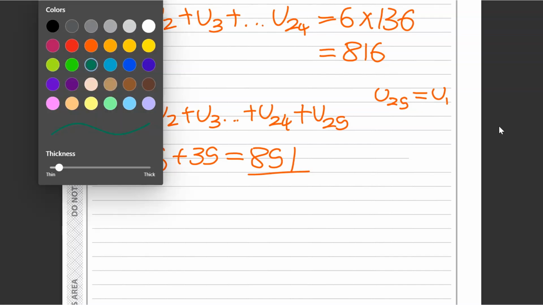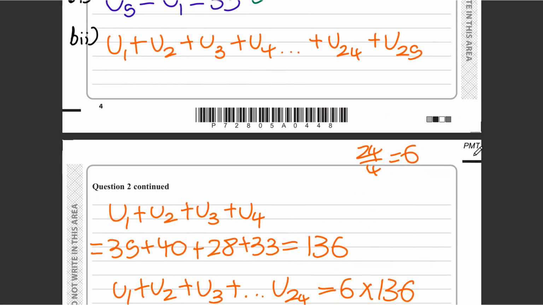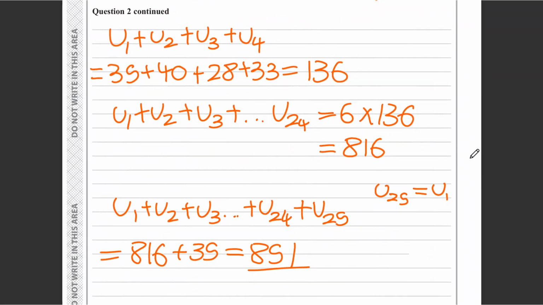To get the 2 marks here, you get 1 mark for using a correct method in order to add these terms together, and you get another mark for getting the answer as 851.